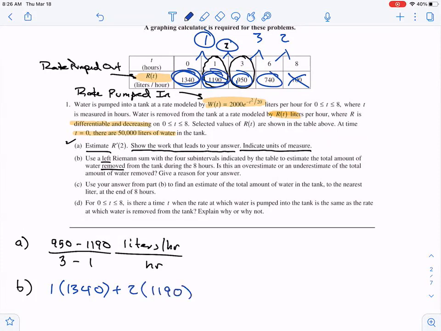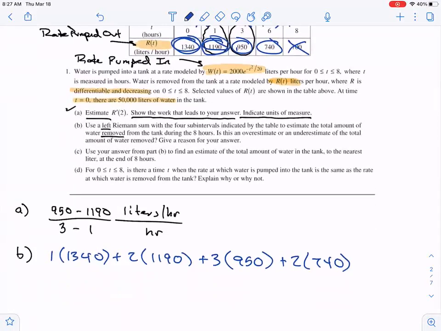Guys, if you see me do something wrong, holler out. Plus 3 times 950. And then my last one, 2 times 740. Okay. So there's my left Riemann sum. They don't ask me to indicate the units, but if it's estimating the total amount of water removed, that's going to be in liters.